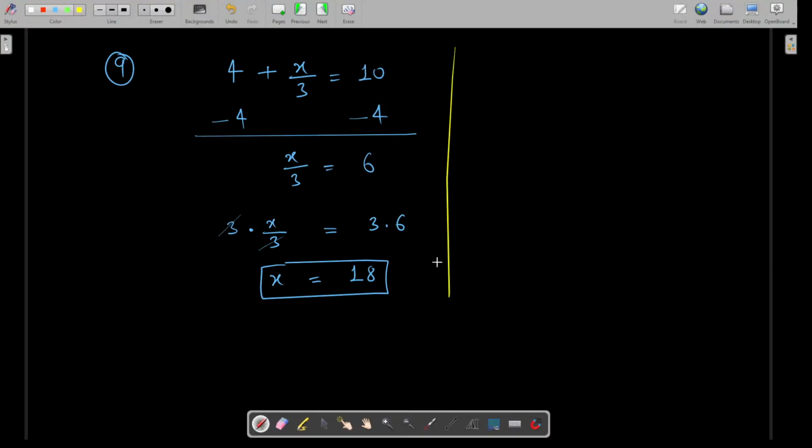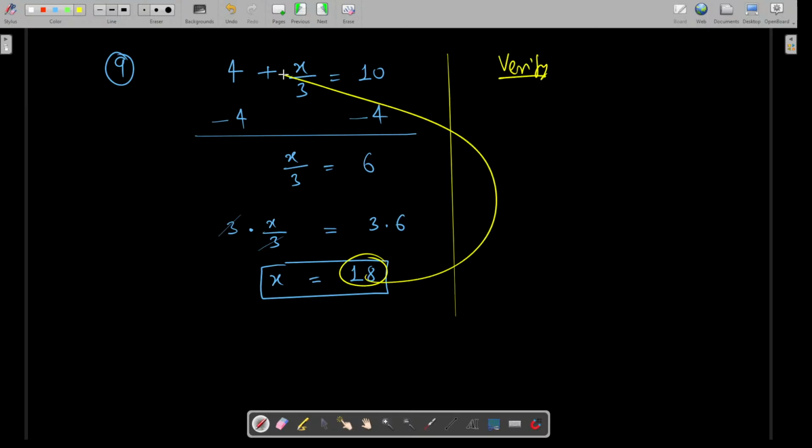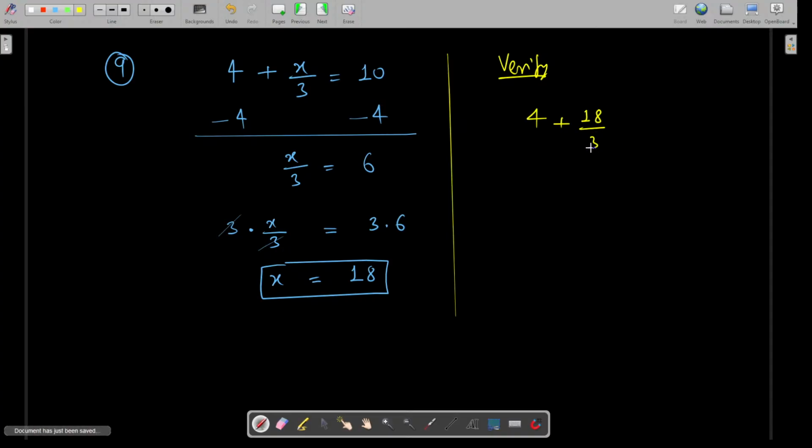And we can again cross check whether the solution is right or not. To verify, we're going to plug this value into the original equation. Once we plug it in, x is 18. My bad, so this is 4 plus x over 3, so 4 plus 18 over 3. And we have to check whether it equals or not.